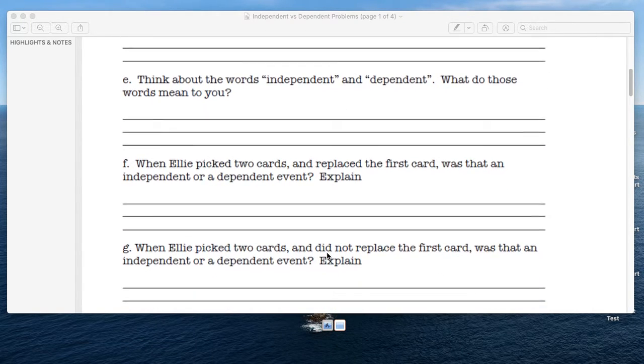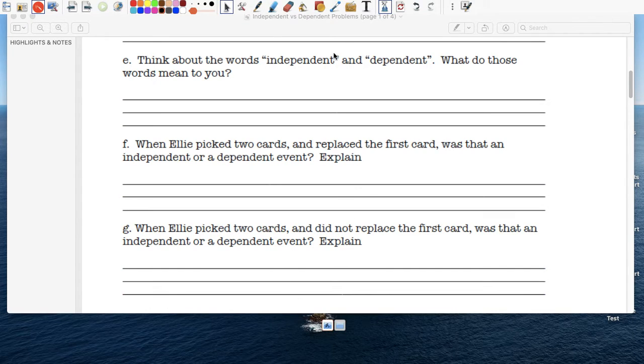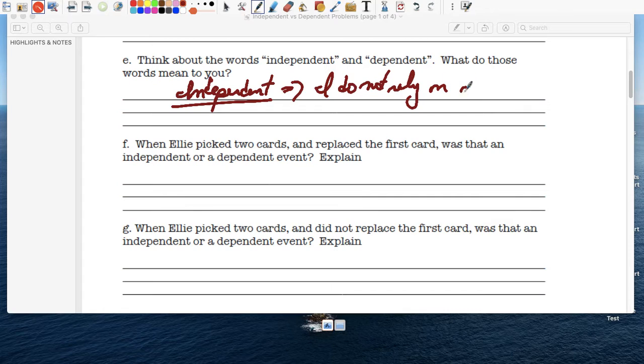And then think about the words independent and dependent. What did those words mean to you? Well, I always use the example of, I guess at my age, I am an independent person. Right? I don't depend on my mom to feed me or to give me money to go buy things. So I'm an independent person. I can do things by myself. I do not rely on others. That's what it means to me. And then dependent, obviously, you definitely need or you rely on someone else.